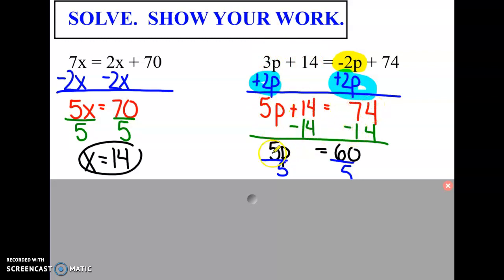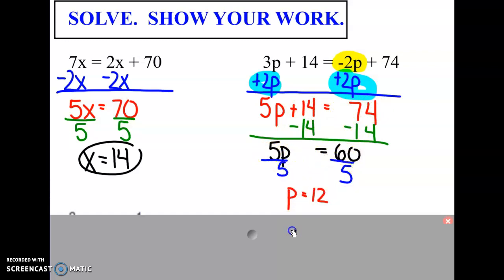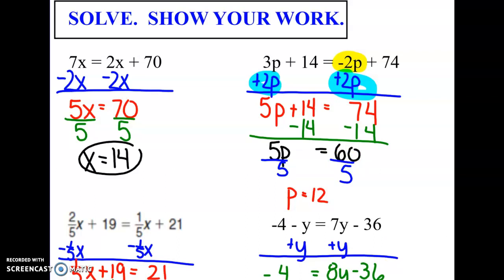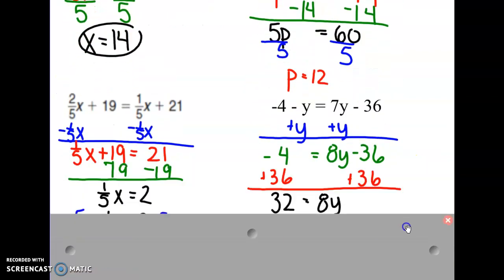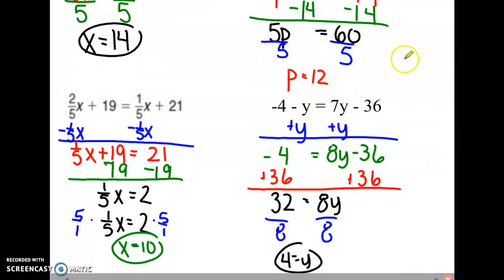Subtracting 14 on both sides, we have 5p is equal to 60. Dividing by 5 will give us a solution of p is equal to 12. I'm going to scroll this down. I'm not going to walk through all the steps on here, but I'm showing it on here. Your solution for the first one should have been x is equal to 10. The second one, y is equal to 4.